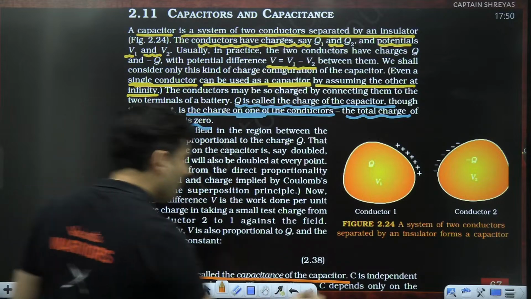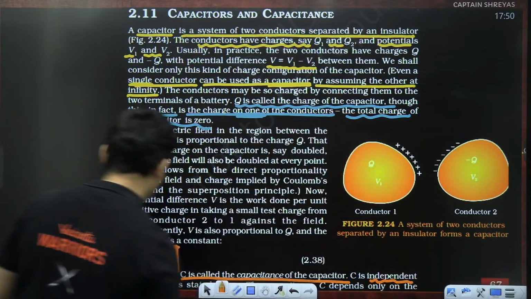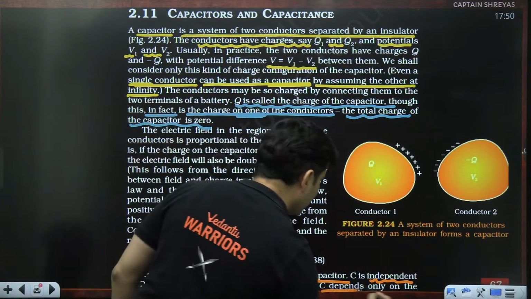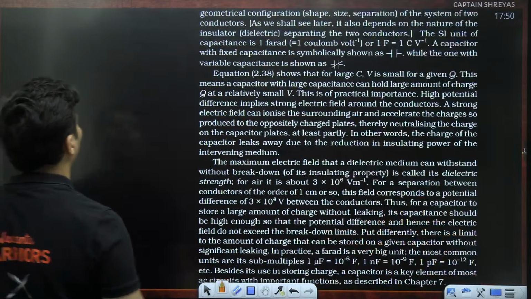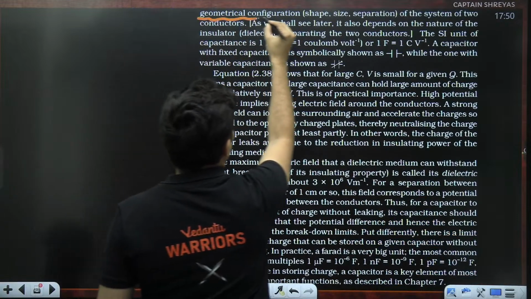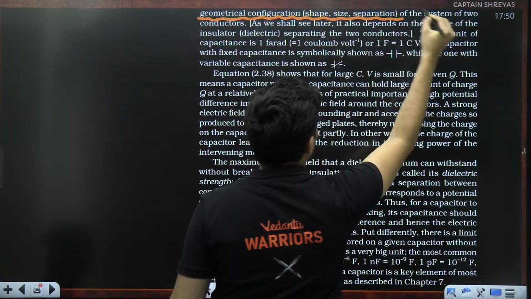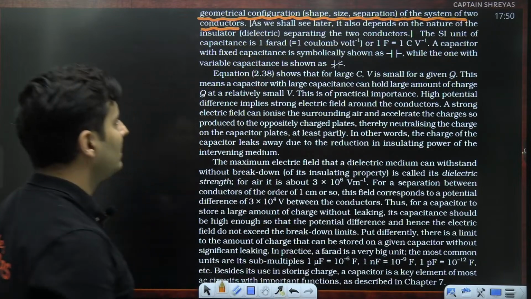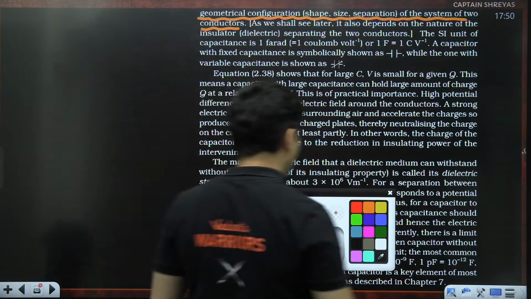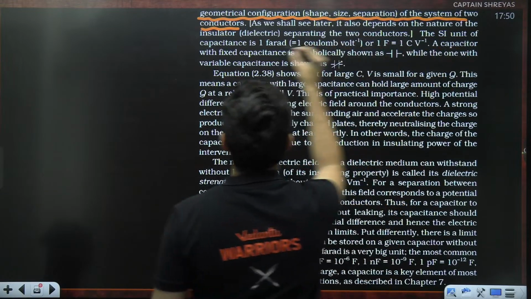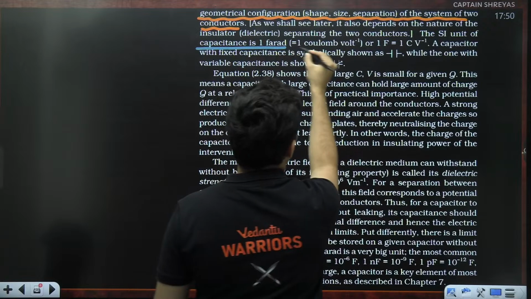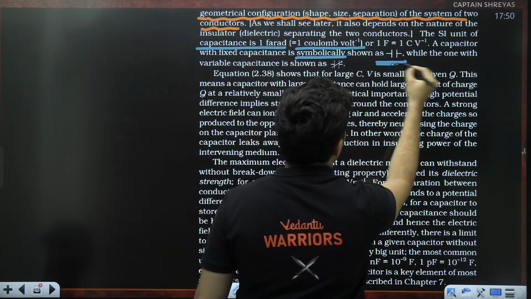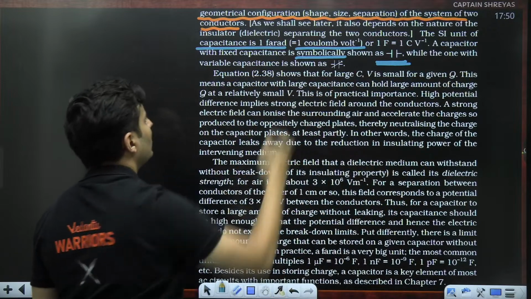It is independent, very, very important. It is independent of the charge or V, as it only depends on the geometrical configuration, that is shape, size, separation of the system of the two conductors, as we shall see later. They have also mentioned what is the SI unit of capacitance, which is 1 farad, which is 1 coulomb per volt, and the symbol is also mentioned over here. Okay, some books also use that symbol.